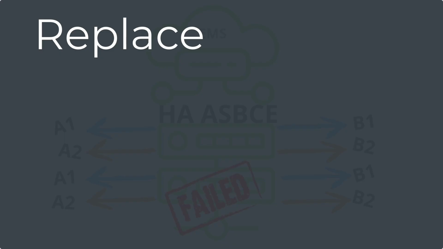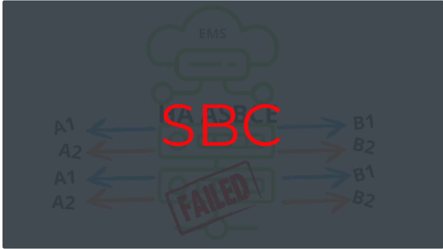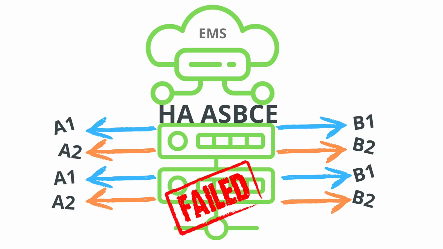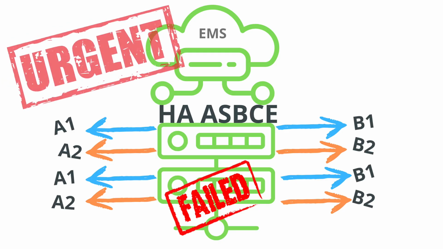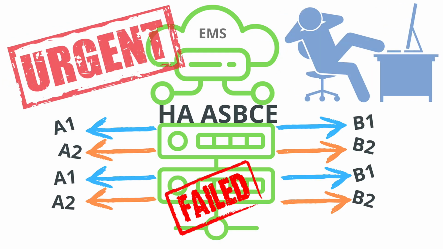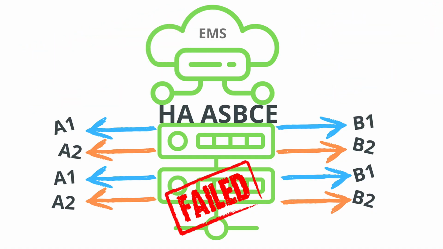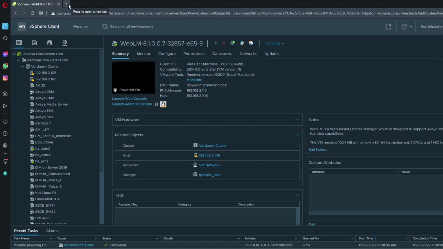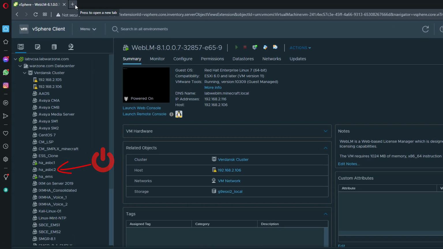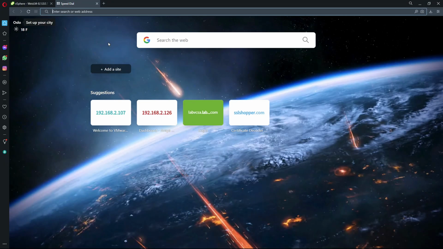Let's learn how to replace a failed SBC. We have a problem. One of the SBCs in our HA pair has failed, and we need to replace it ASAP. And the process is pretty simple. So let's get this system back up and running. We can see here that my SBC is in a failed state, and that is because it is powered off. But for the purpose of this exercise, let's pretend that it's unrecoverable.